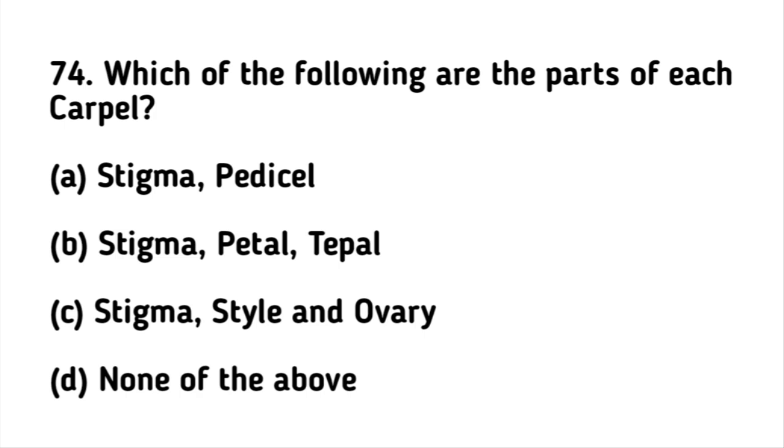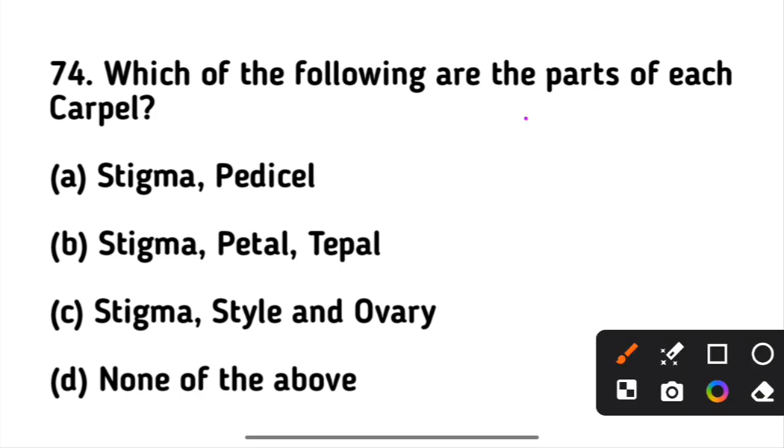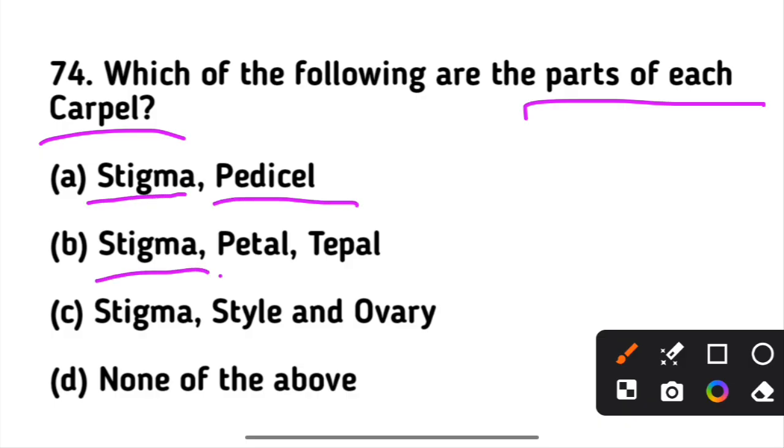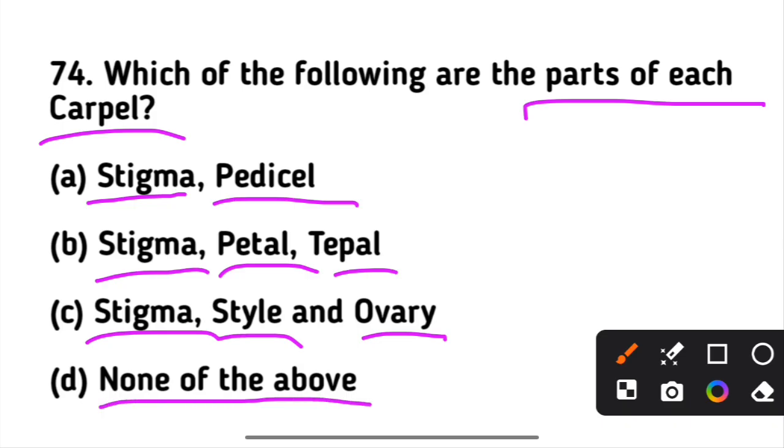Next question. Which of the following are the parts of each carpel? Option is stigma, pedicel; stigma, petal, tepal; stigma, style, ovary; none of the above. Option C is correct, stigma, style, and ovary. Which of the following are the parts of each carpel? Option C is correct, stigma, style, and ovary.